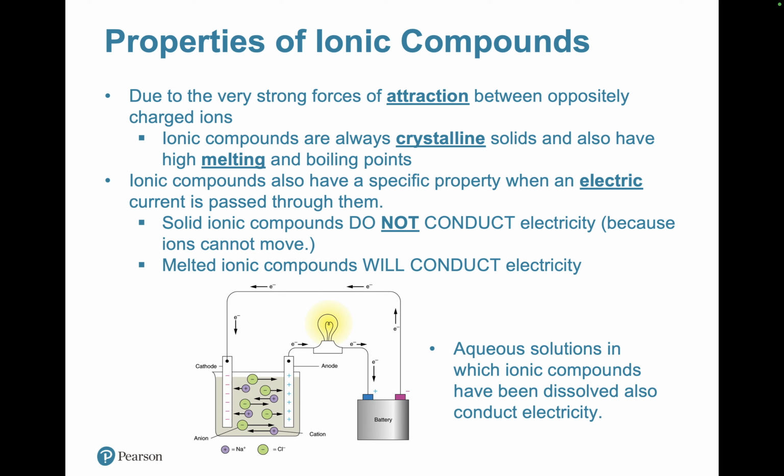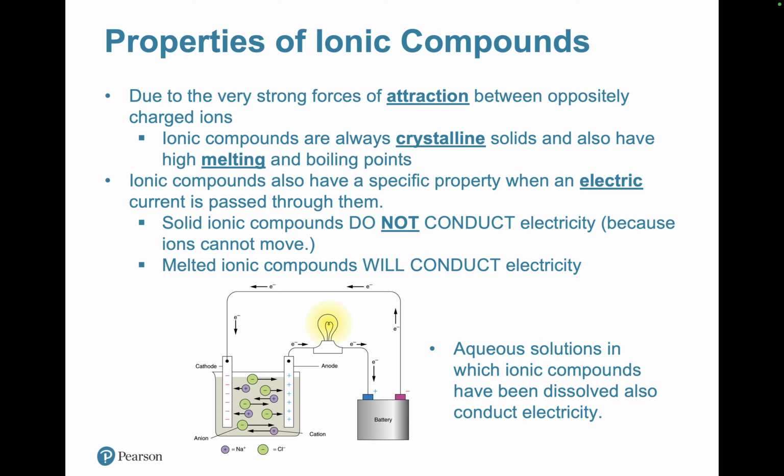So what are some properties then of ionic compounds? They're very strong, because it's opposites attract basically, and they're always crystalline structures, and they also have very high melting points and very high boiling points. You know this because you can throw salt into a frying pan and it will not melt, and it's because it's an ionic compound. But if you throw sugar into a frying pan, what happens to it?